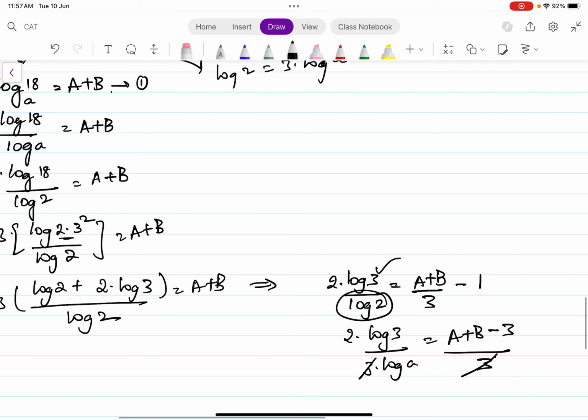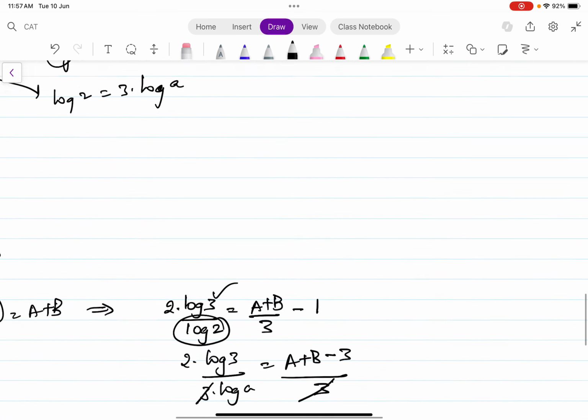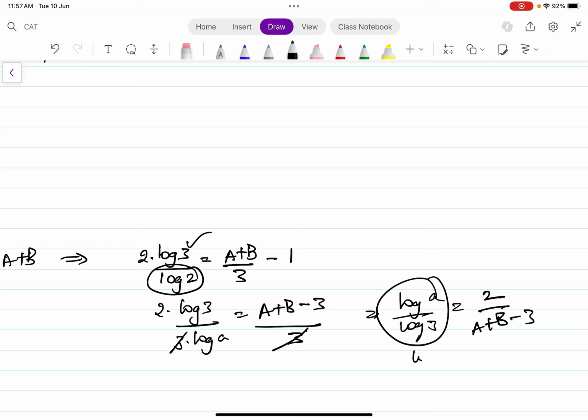3 gets cancelled. Therefore, if I just take a reverse of this, I will get log a by log 3. So log a by log 3 equal to 2 divided by a plus b minus 3. Now this can be written as log a to the base 3. Therefore, this is your final answer.